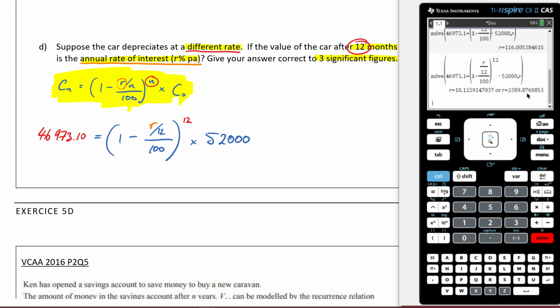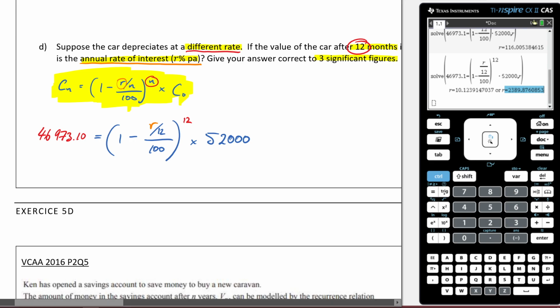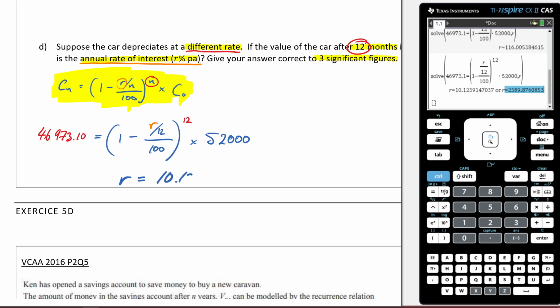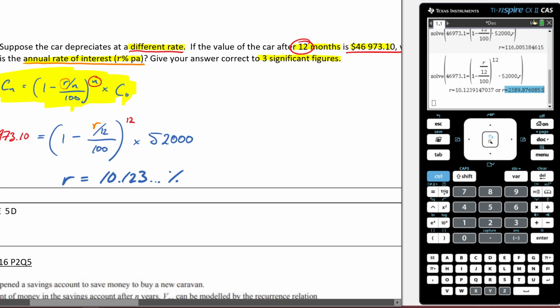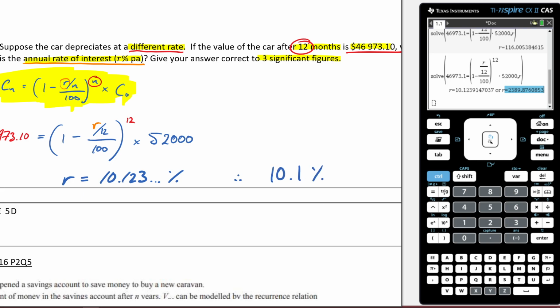Now, this looks better. Now, you've got two options here. Either R is equal to 10 or R is equal to 2,389. Again, what seems more reasonable? What seems more reasonable is that my interest rate would be 10%. So that means each year I'm losing 10.123 ... percentage. And then I can round that. So therefore, the annual interest rate per annum is going to be 10.1%, to 3 significant figures. That's what it's going to be. Each year, that's how much I'm losing in its value.